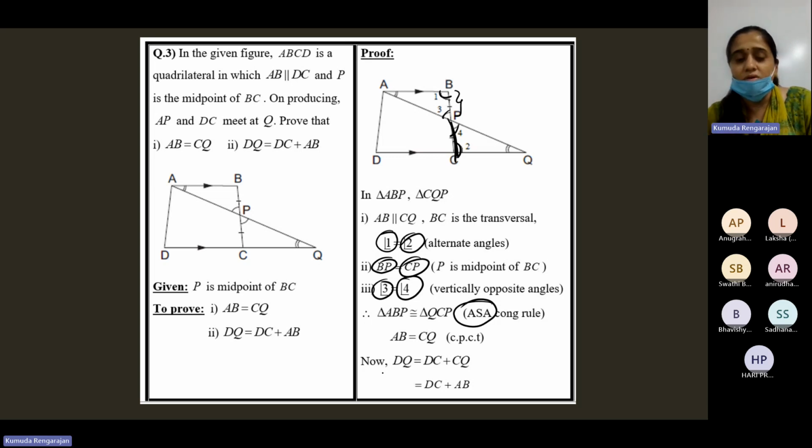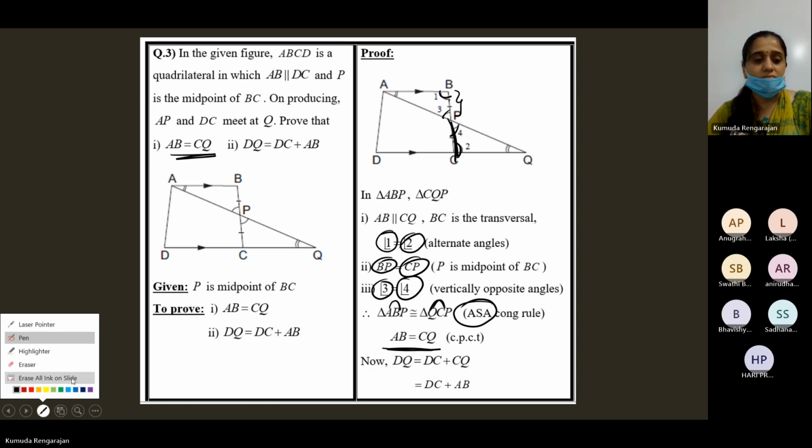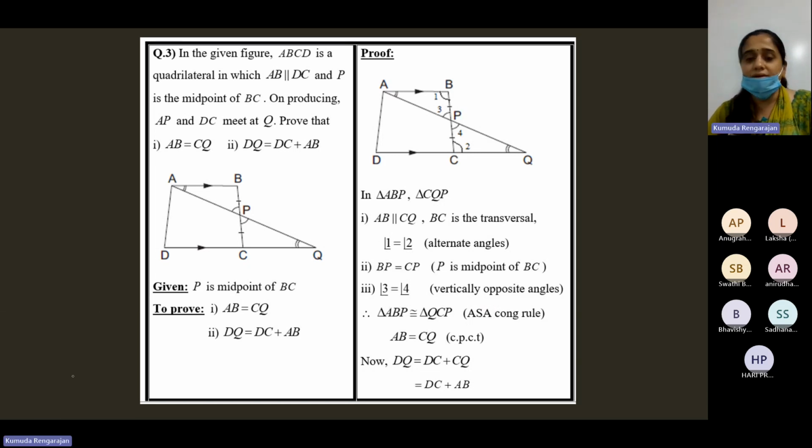Okay. So by CPCT, we need to prove that AB is equal to CQ. QC, CQ, both are the same. CPCT. All right. Then we have to also prove that this one.